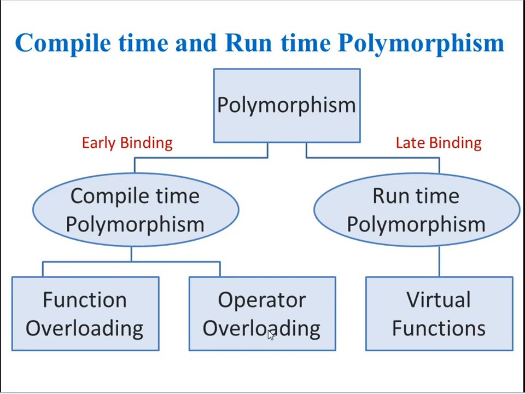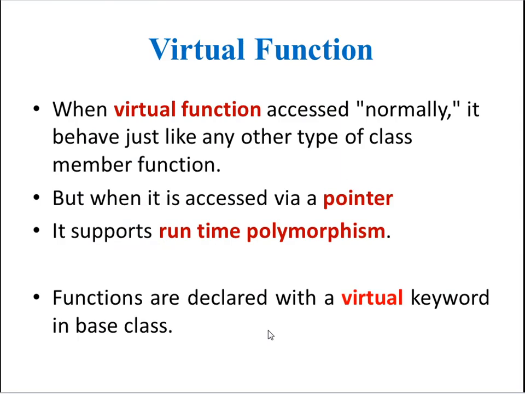Compile time polymorphism is also called early binding, or static binding. But runtime polymorphism is also called late binding or dynamic binding. Now we are going to see the virtual function in detail.